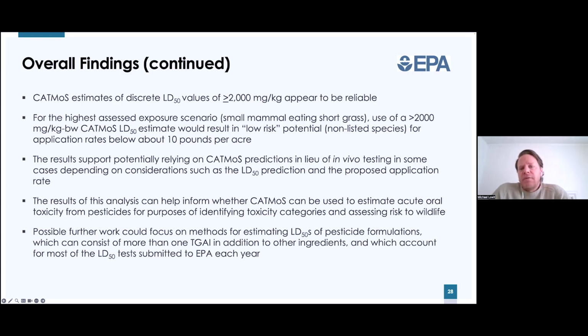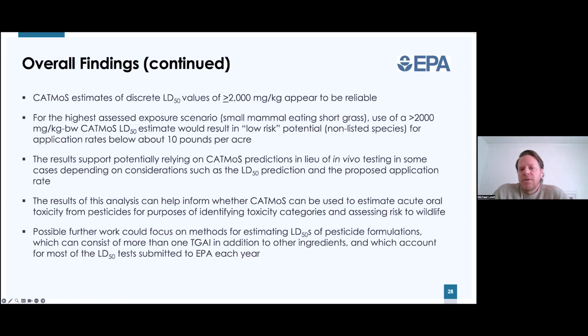For the discrete LD50 values, estimates of greater than 2,000 appear to be reliable when considered in a regulatory context. In other words, we can have greater uncertainty about the precision of the estimate as long as we are confident that it is above 2,000.